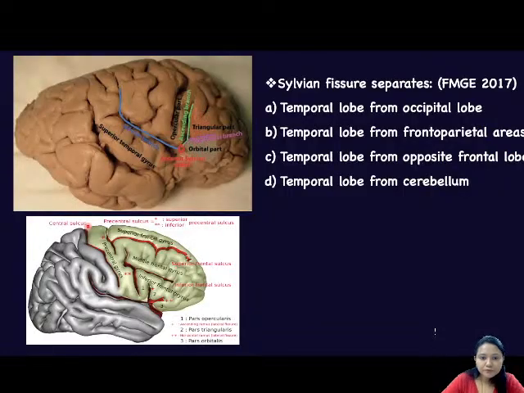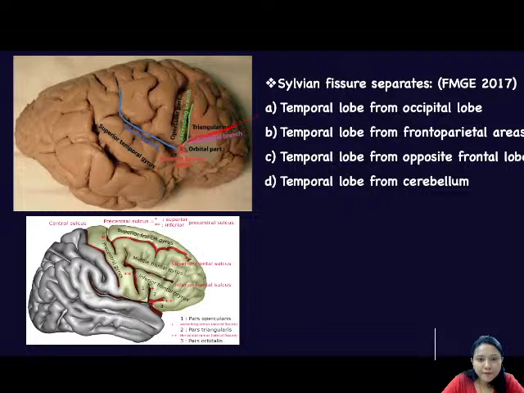Now there is some significance of the Sylvian point, that's why I am teaching this. So let us see here in this image. You can see that this is the anterior horizontal. I am drawing with a red color.